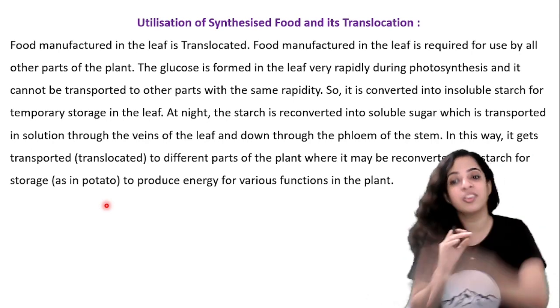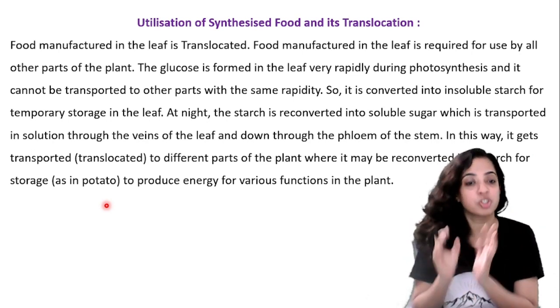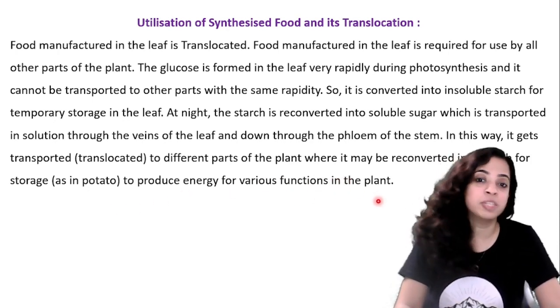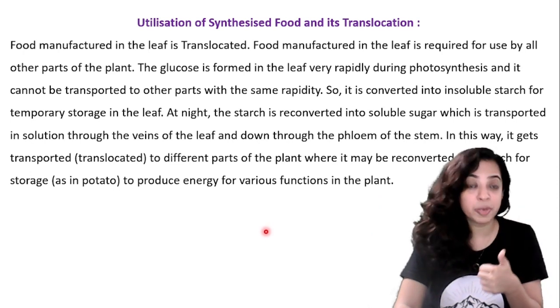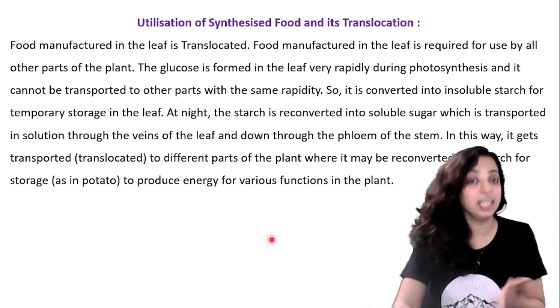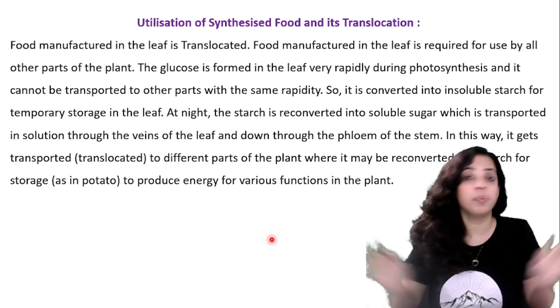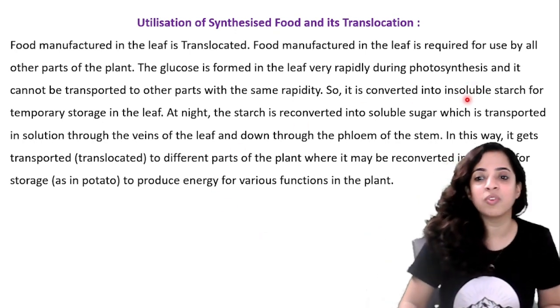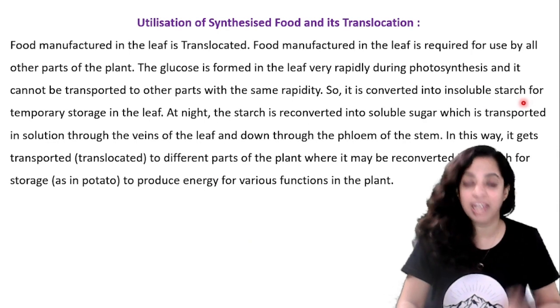So this is again reconverted into starch for storage to produce energy for various functions in the plant. I hope this is very clear. Glucose is produced by photosynthesis very rapidly. With the same rapidity, it cannot be transferred. So what happens? Temporarily, it converts into insoluble starch and gets stored.